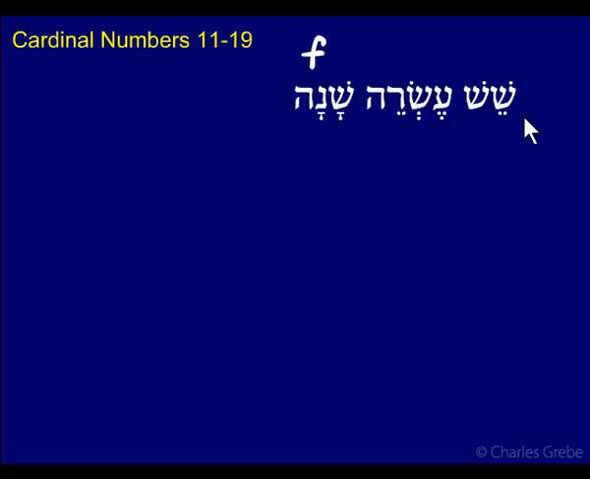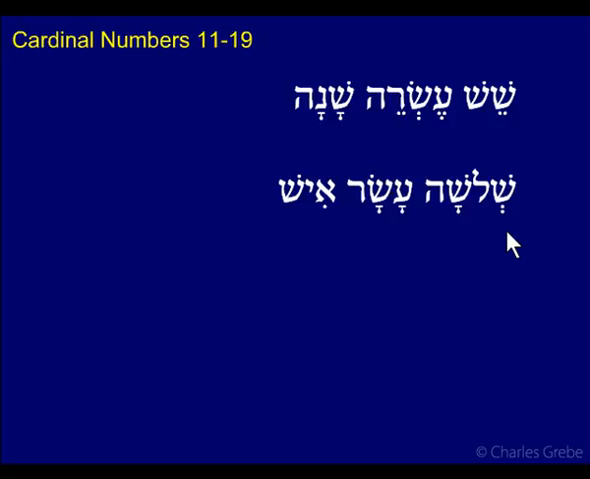It's 6, right? So this is 16. 16 years. And actually, this must be another form that can be in the singular, because look at that. It is in the singular. So, Sheish Esrei Shana, 16 years. And then we have Shilosha Asar Ish. Okay, a ending, kametz hey, is feminine, right?